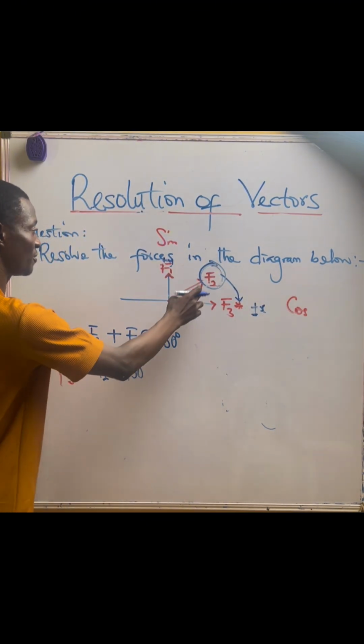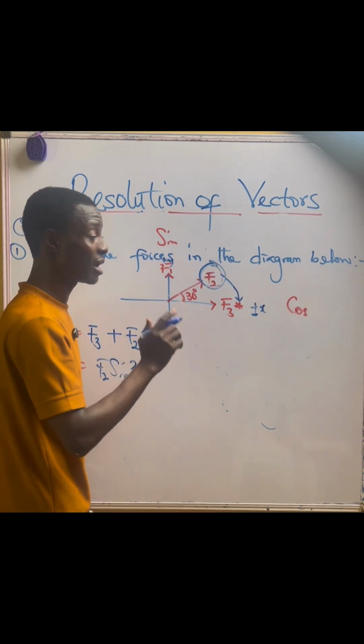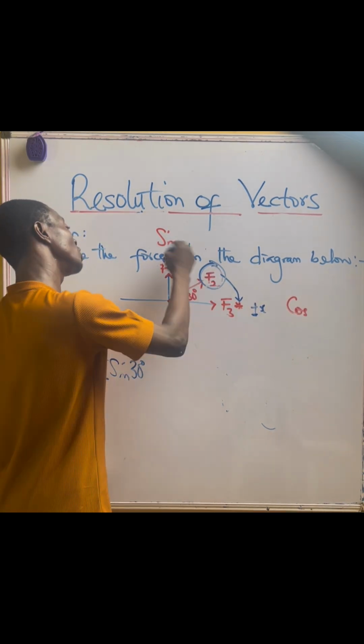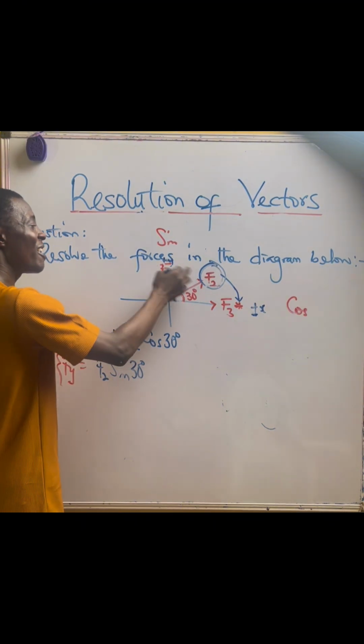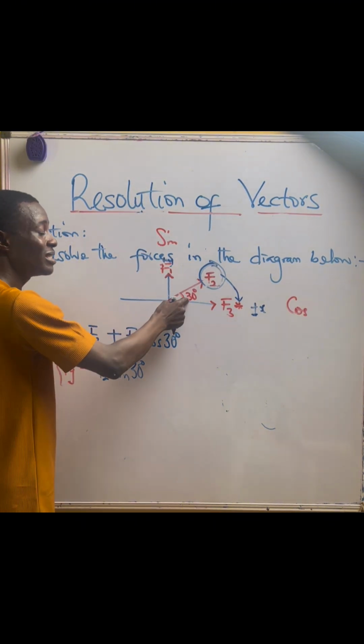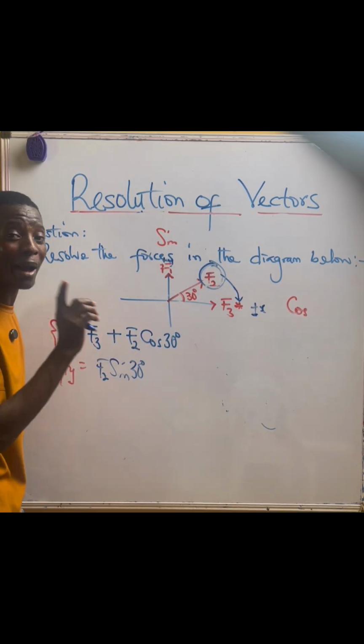So I go back to F2. I've resolved F2 towards the x-axis, and I got F2 cos theta, cos 30 degrees. And resolving here, I'm not changing my angle. My angle remains. So I have F2 sine 30, that same 30, sine 30 degrees. And it's as simple as that. But am I done?